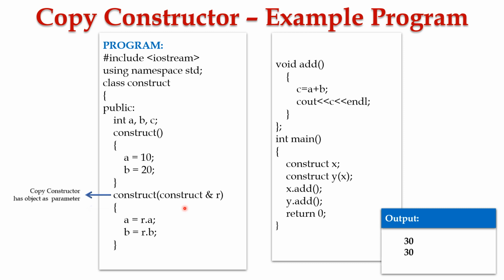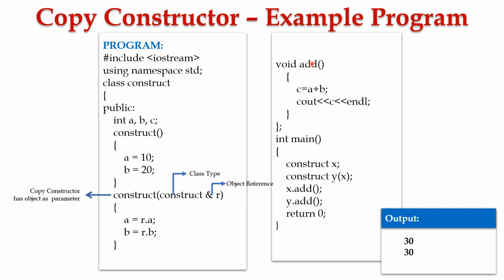Here we are passing object as a parameter for the constructor, where object type is of class construct. Then the reference object R is being referred as ampersand R. Then it initializes the member variable A with object R's member variable, that is R.A. Similarly, the variable B with the value of object R's member variable, that is R.B.